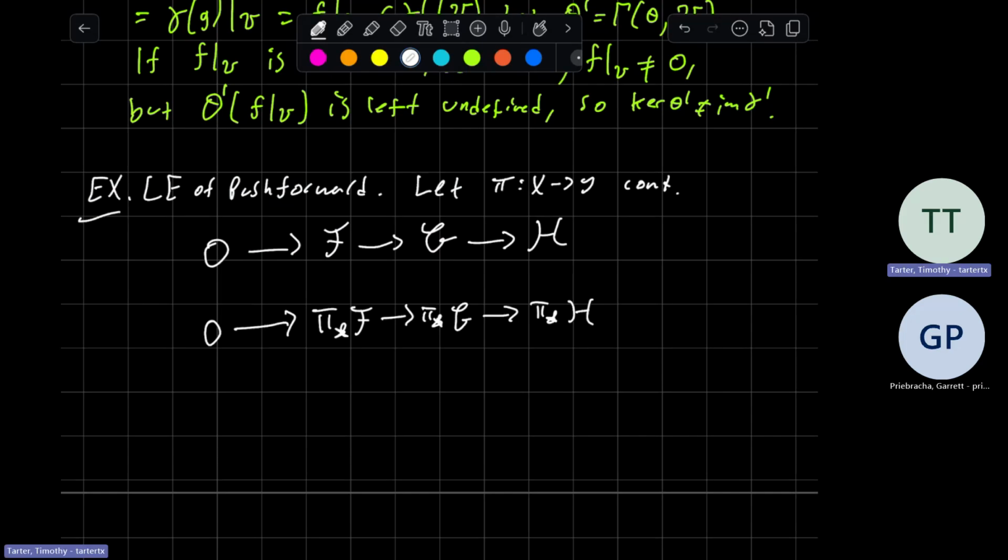Found it. Okay. No, it has to be before here. Was it really before the skyscraper sheaf? No, it can't be. This is... Ah, found it. Okay.